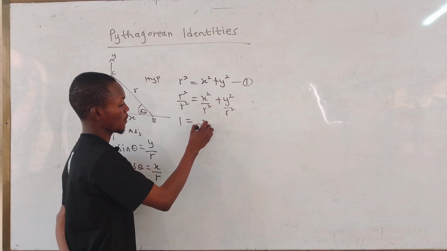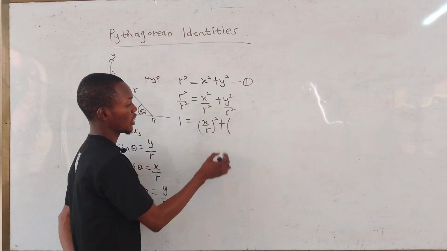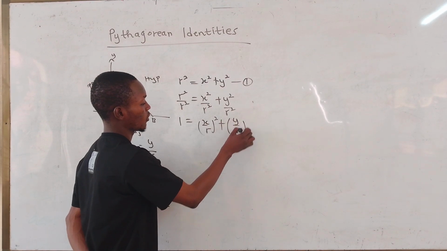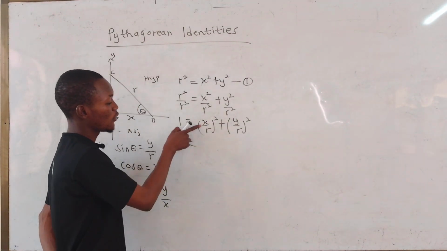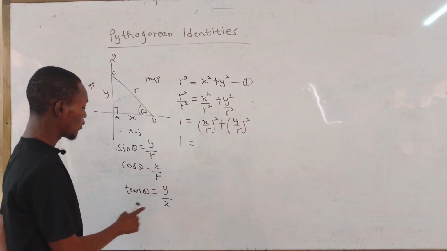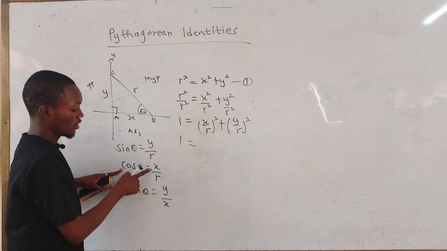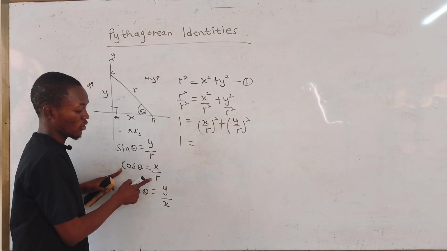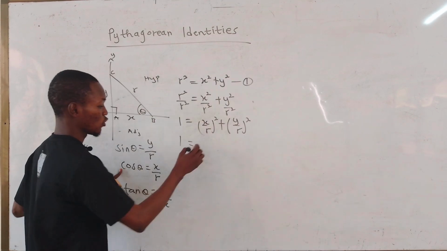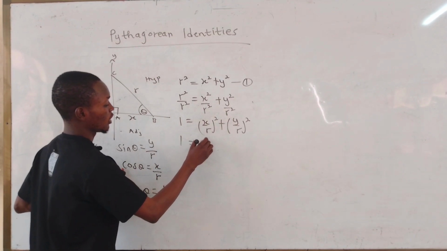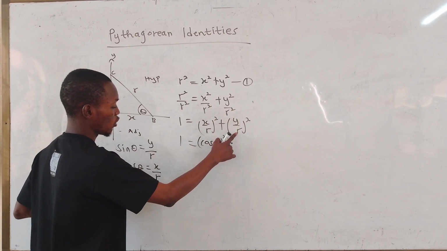this one can be written as x on r all squared, plus the same way I can write this as y on r all squared. Now we have 1 is equal to, now we have x on r, and from our trigonometric functions, where do we find x on r? It is the cosine function, which is x on r. So in place of x on r, we are going to replace it by cos theta. So we have 1 is equal to cos theta squared, plus we have y on r.